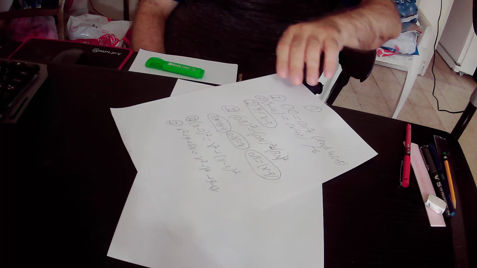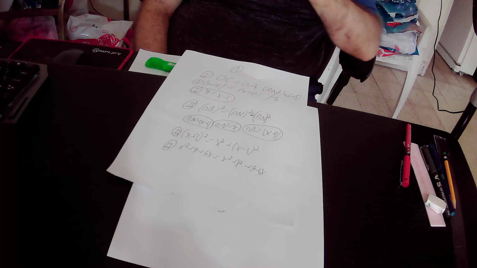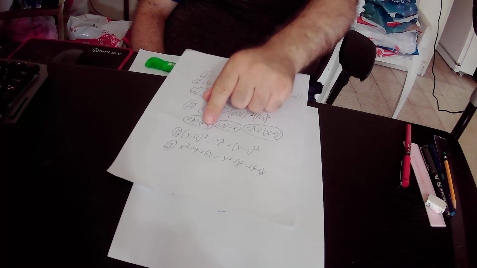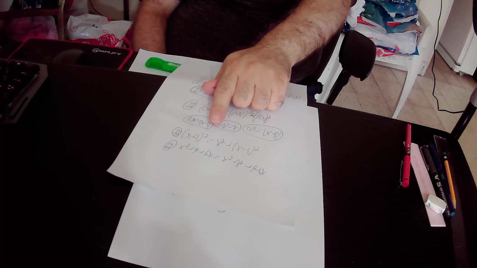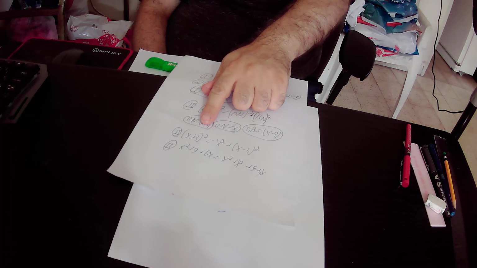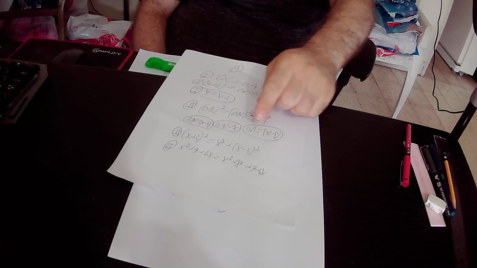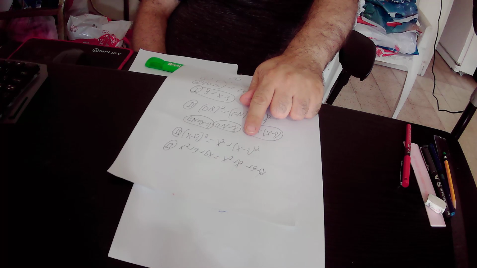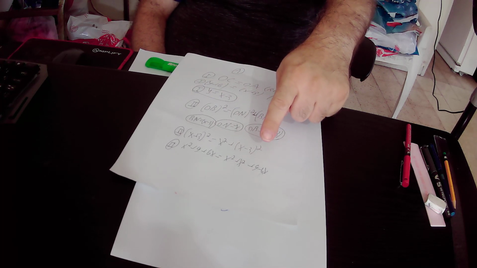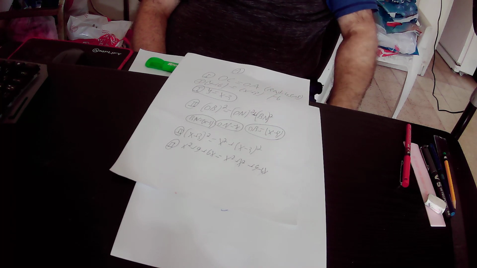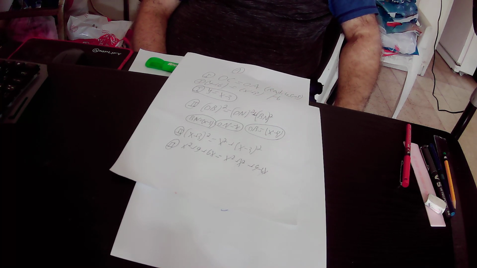Okay, we open the brackets in this equation. Actually, x plus 3 square equals x square plus 9 plus 6x according to the equation that a plus b square equals a square plus b square plus 2 times ab. And here x minus 3 square equals x square plus 9 minus 6x according to the equation that a minus b square equals a square plus b square minus 2 times ab.